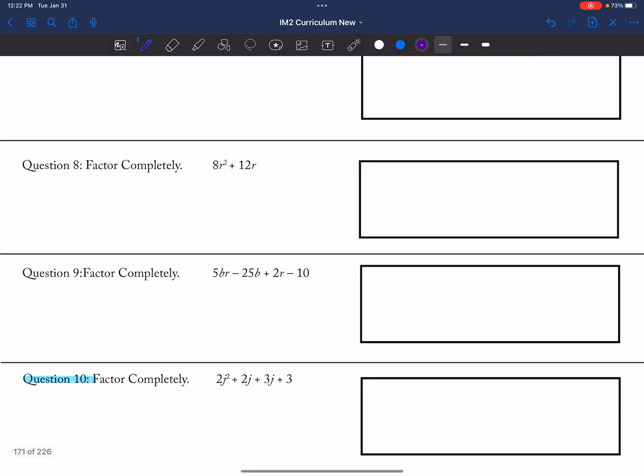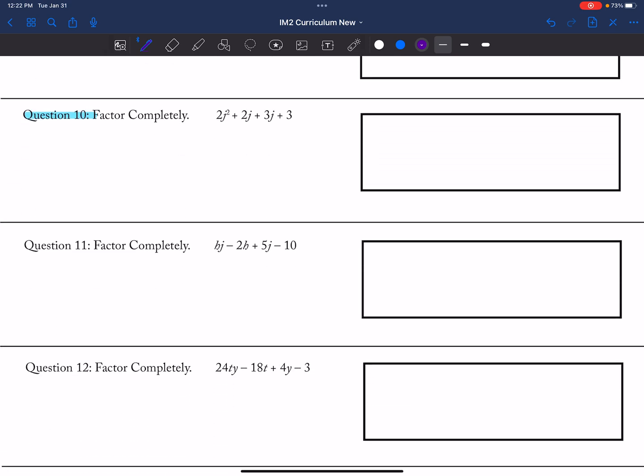Okay, so now going to 10, we will group these again. I factor out a 2 and a j, and I'm left with a j plus 1. And I factor out a 3, and I'm left with a j plus 1. And then again, what's in common with these two terms is a j plus 1, and I'm left with a 2j plus 3. So I have a j plus 1 and a 2j plus 3.